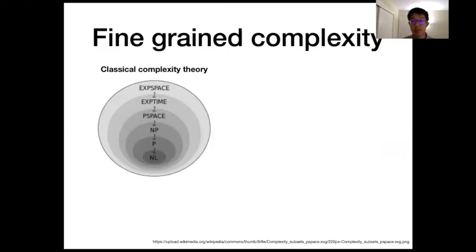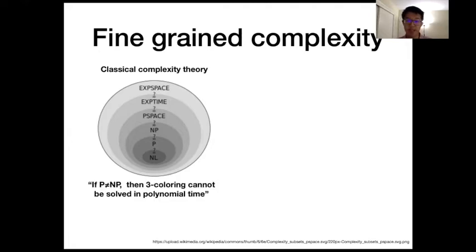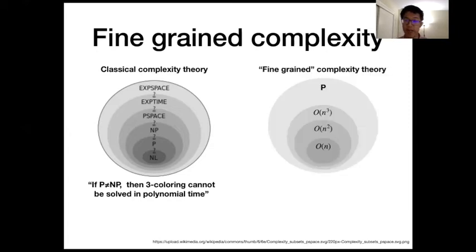Okay, so to answer some of these questions, we're going to use something called fine-grained complexity. In classical complexity theory, you have these complexity classes, and you can make statements like, if P is not equal to NP, then 3 coloring cannot be solved in polynomial time. But statements like this aren't going to be good enough for what we're doing, because we're not trying to distinguish between polynomial time and not polynomial time. We're trying to distinguish between, say, linear time and quadratic time. And that's where fine-grained complexity comes in. With fine-grained complexity, we're going to be able to make statements like, if some hypothesis is true, then diameter cannot be solved in, say, truly subquadratic time.